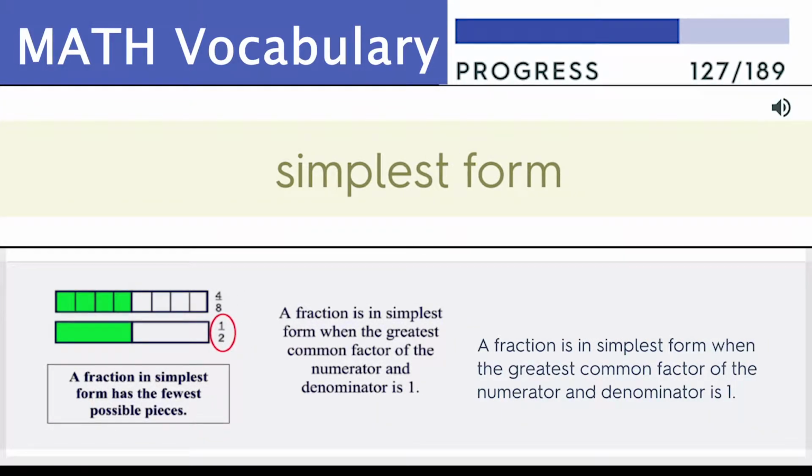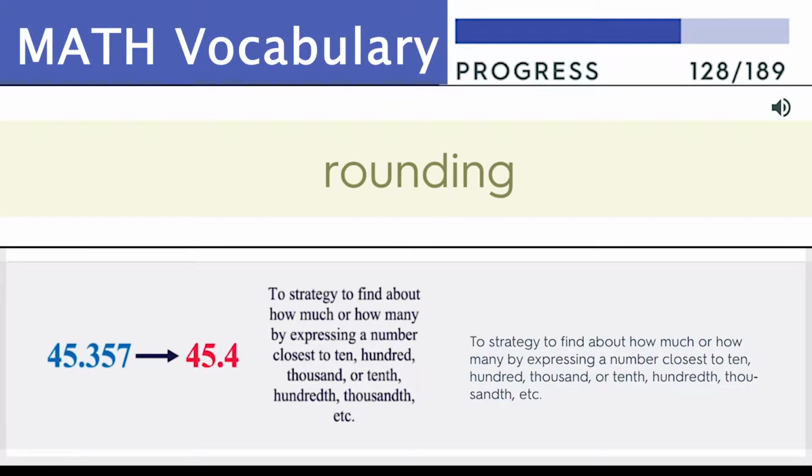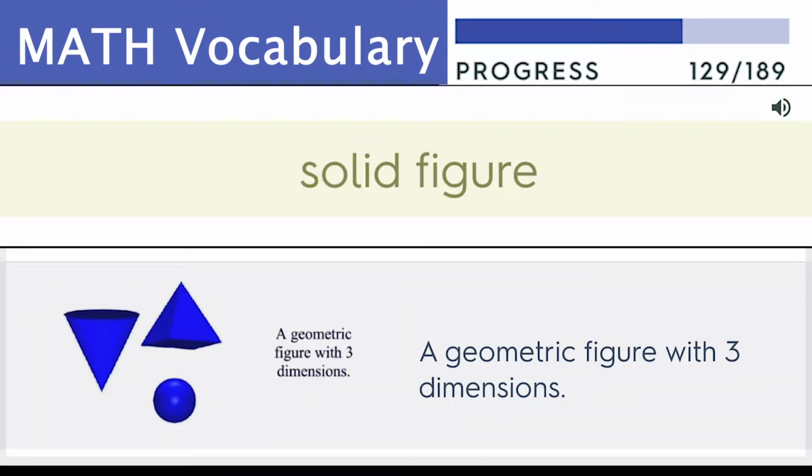Simplest form. A fraction is in simplest form when the greatest common factor of the numerator and denominator is 1. Rounding. A strategy to find about how much or how many by expressing a number as the closest 10, 100, 1,000, or 10,000, etc. Solid figure. A geometric figure with three dimensions.